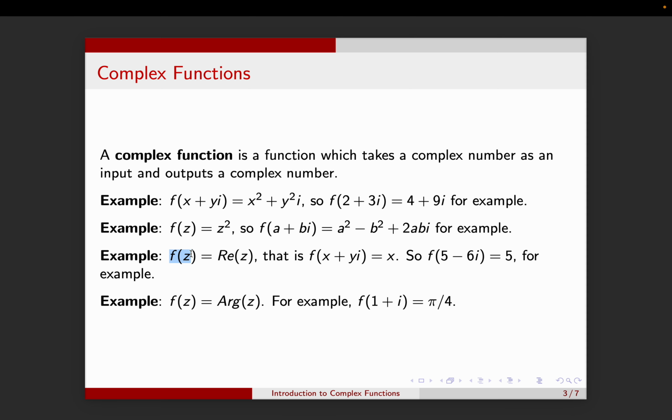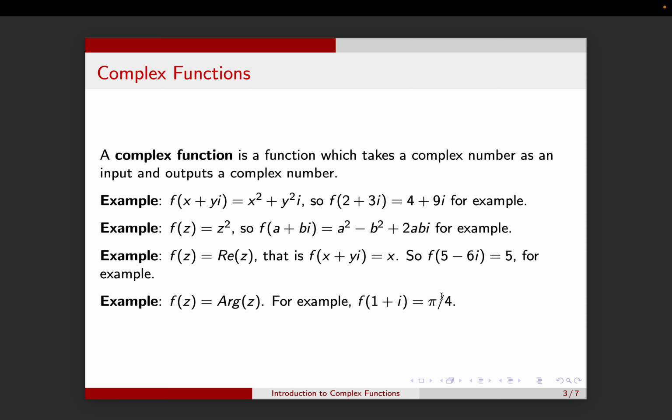You could have a function that you feed in a complex number, and then what it gives you back is the real part, or maybe the imaginary part, of the complex number. So x plus yi, when it gets fed in, the output is x. So 5 minus 6i gets mapped to 5. For example, you could feed in a complex number, and then what comes back is the polar angle. Here you'd have to be a little careful. If you want a function, you would want to specify that the angle is between 0 and 2 pi. But anyway, here I've spit out the angle between 0 and 2 pi for the number 1 plus i.